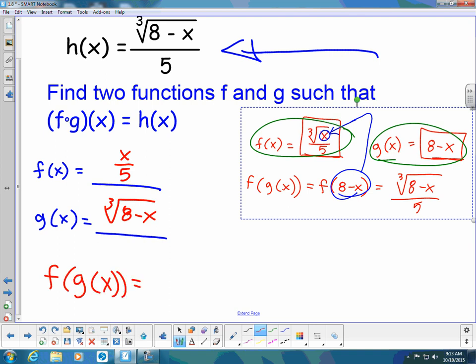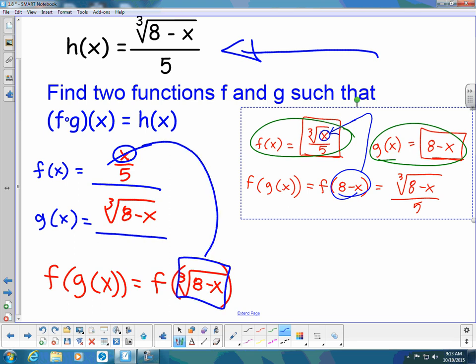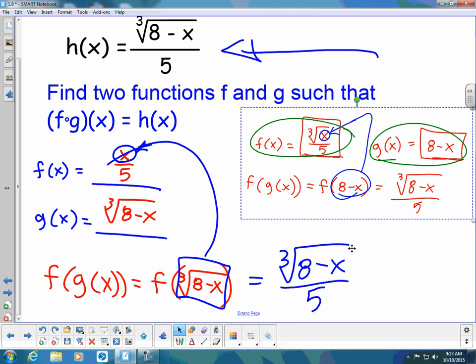So if I do that, g of x is cube root of 8 minus x. And if I want to plug that into the f function, that means I'm going to take out this x, and I'm going to replace it with this whole expression going in right there. So I'm going to have cube root of 8 minus x over 5. So you can see multiple answers are possible with this type of problem.